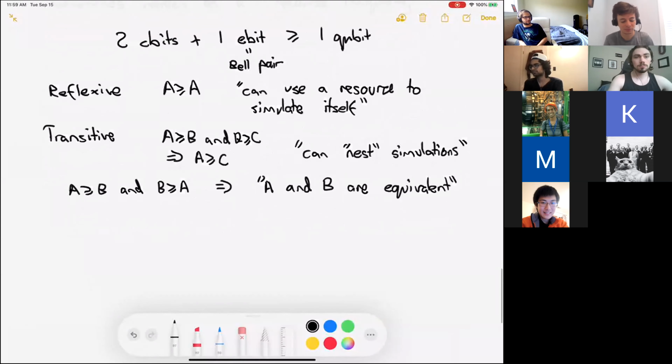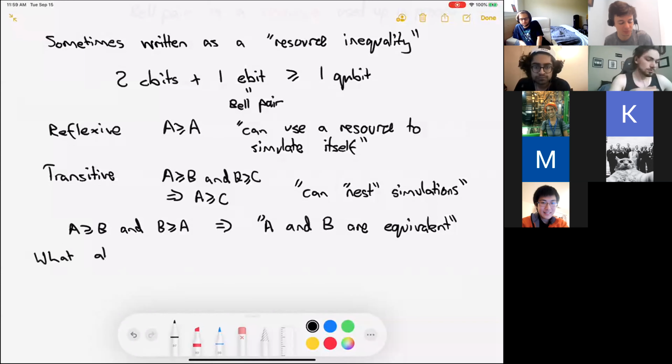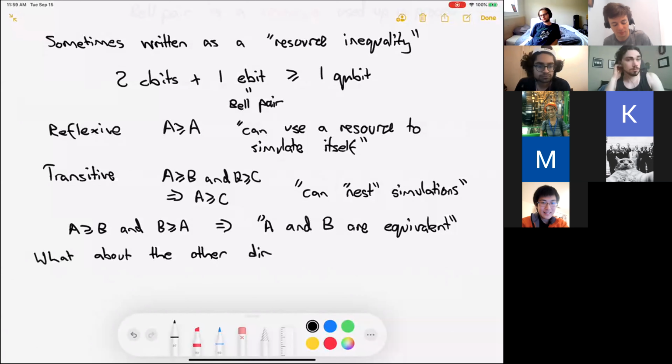Okay. So a natural question that you might ask is, if we can use 2 classical bits and an E-bit to simulate a qubit, what about the other direction? Say I have a qubit and I want to get 2 C-bits out of it. Can I do that? Maybe 2 C-bits and an E-bit. And the answer is that no, you can't, just literally with this written the other direction, this isn't true.